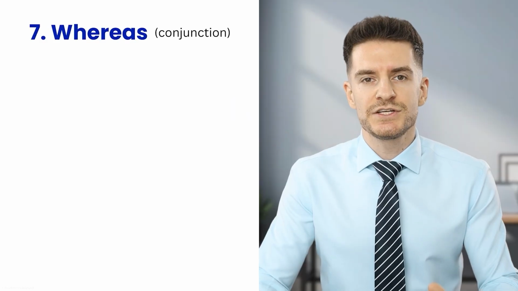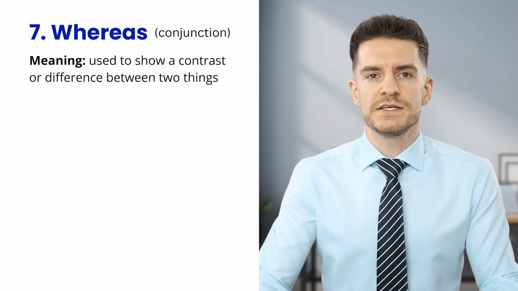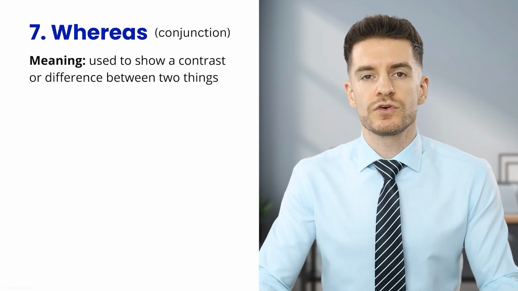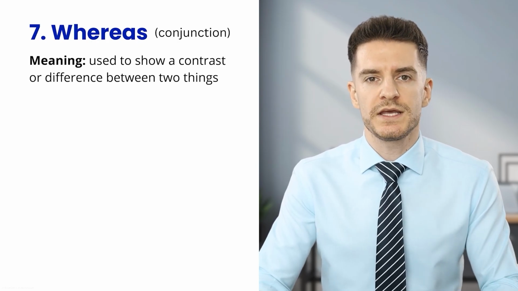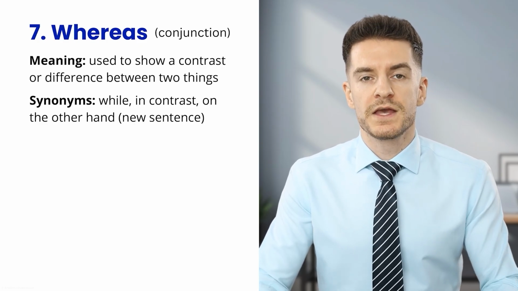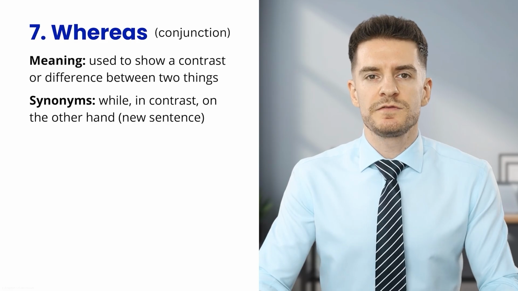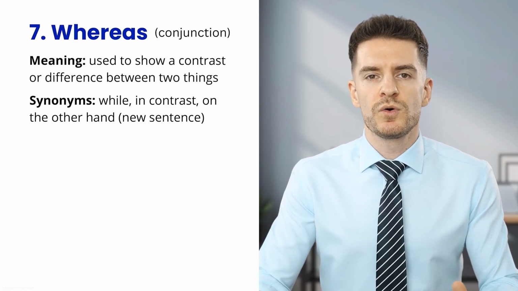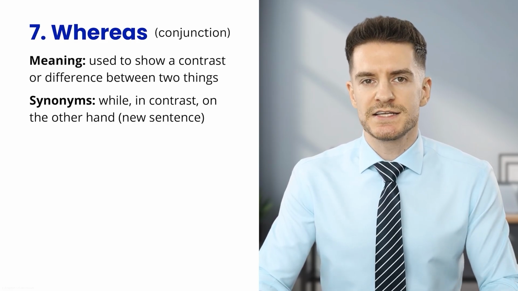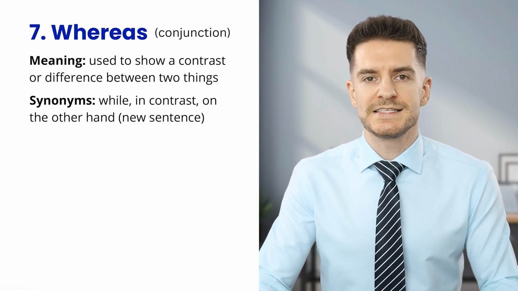It is a conjunction. The word is whereas. Now, whereas is used to show a contrast or a difference between two things. Here are some synonyms: while, in contrast, or on the other hand. Now, please note that if you're using on the other hand, you would normally use that to start a new sentence. But with whereas, we normally put it in the middle of a sentence.